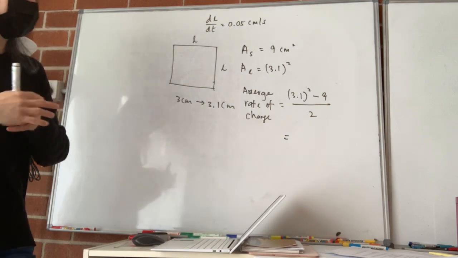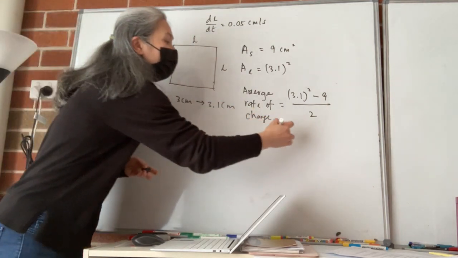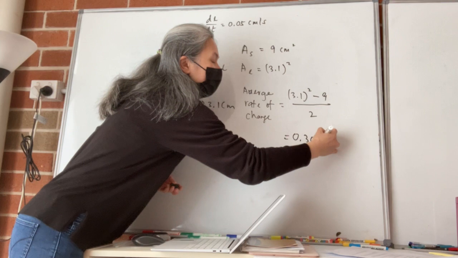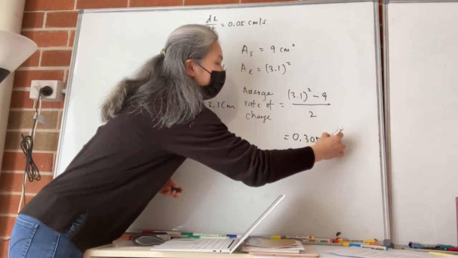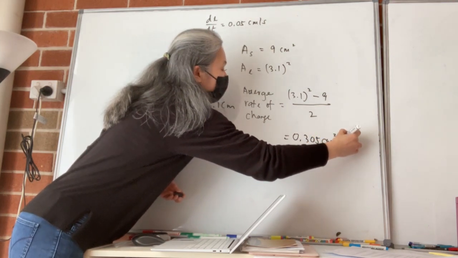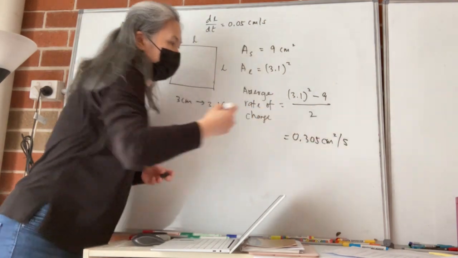What do you have? 0.305? Yeah. Because it's area, centimeters squared per second. Second, yes, I know, per second.